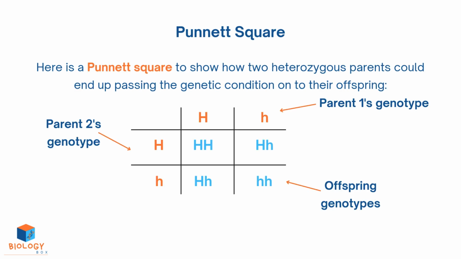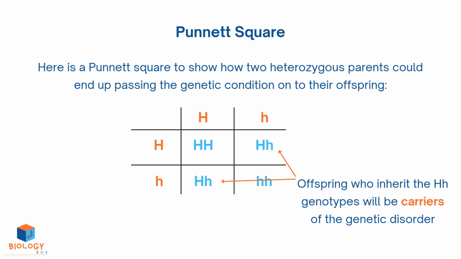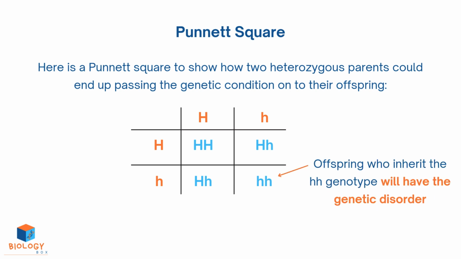Here is a Punnett square to show how two heterozygous parents could end up passing the genetic condition on to their offspring. Offspring who inherit the H genotypes would not inherit the genetic disorder. Offspring who inherit the H genotypes will be carriers of the genetic disorder. Offspring who inherit the h genotype will have the genetic disorder.